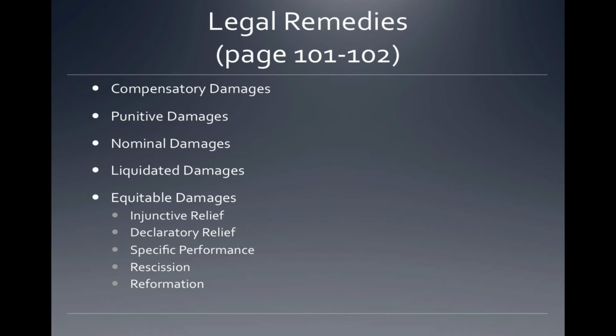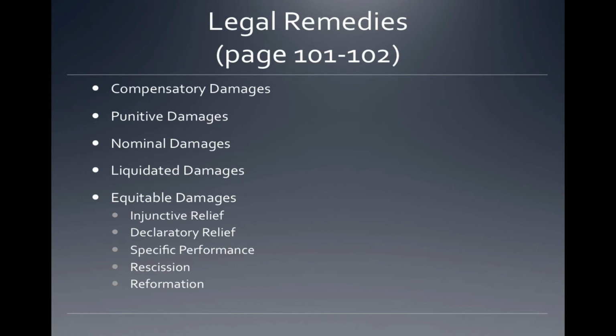Specific performance is performing your contract. You have two parties that have a contract and one decides they don't want to do it anymore. The court can order specific performance and make them do it. Rescission is when you take the contract and say that it's not worth anything, or it's not fair, it's not legal, and you just get rid of it altogether.